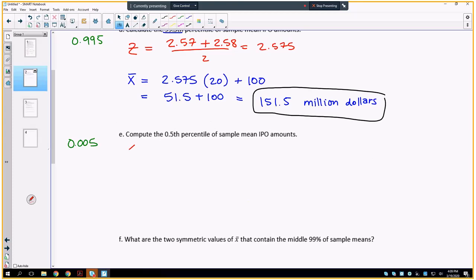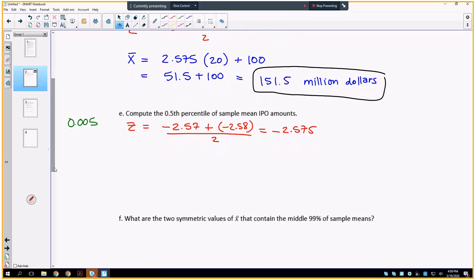So z is equal to the average of minus 2.57 and minus 2.58. Add them up, divide by 2, and I find minus 2.575 to be my z-score.